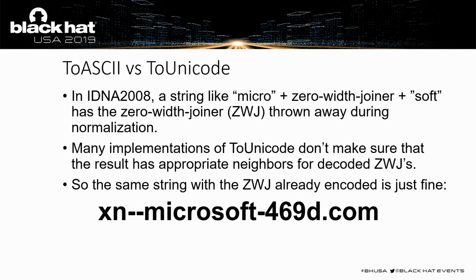So it turns out that in IDNA 2008 implementations it is often the case that if you write your own software to do the punycoding and put a punycoded zero width joiner in there, they're okay with that. So you can make a hostname like this. This is xn--microsoft-469d.com, where that's got a punycoded zero width joiner between micro and soft. And most IDNA 2008 implementations were happy to accept that hostname.